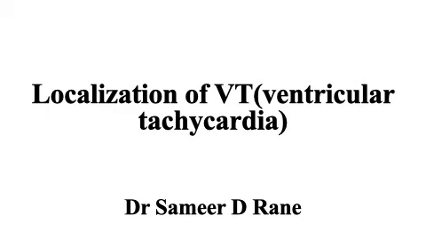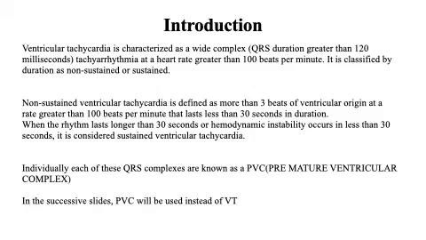My talk would be a quick 5-minute run through the topic of localization of ventricular tachycardia, or PVCs, premature ventricular complexes. Ventricular tachycardia is characterized as a wide complex tachyarrhythmia at a rate greater than 100 beats per minute. It is classified by duration as non-sustained or sustained. Individually, each of these QRS complexes of a ventricular tachycardia is known as a PVC, or a premature ventricular complex. In the successive slides, PVC will be used instead of VT.